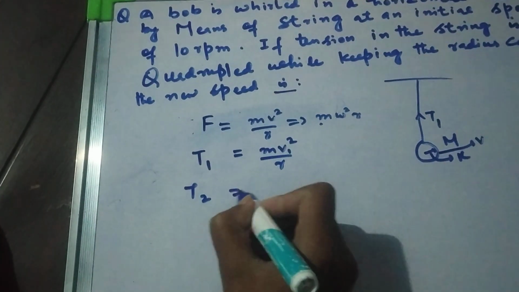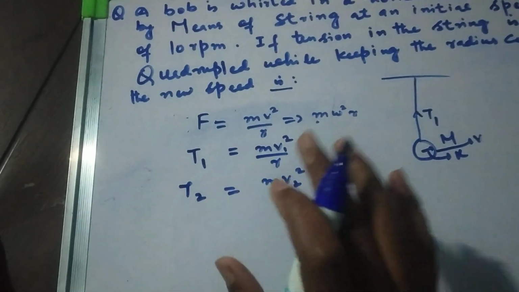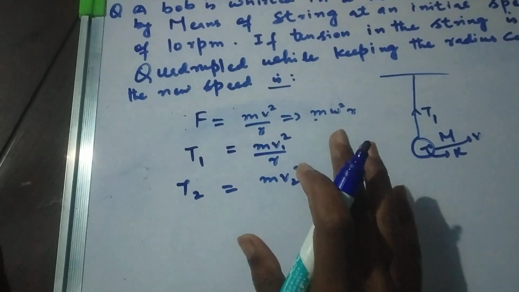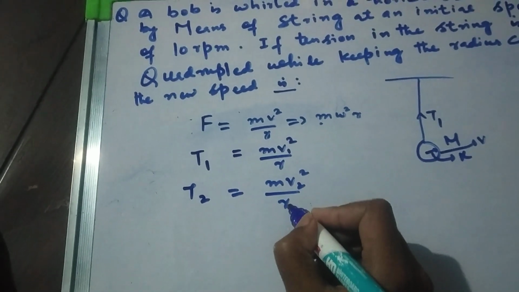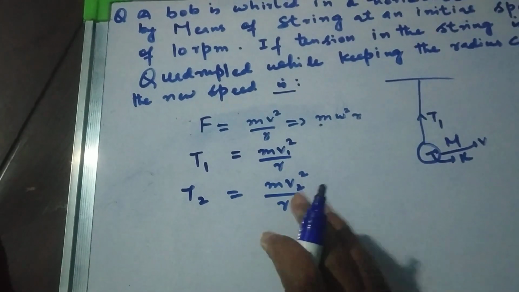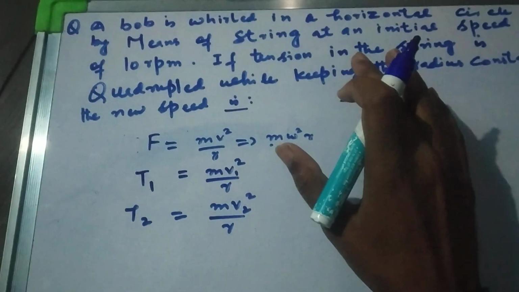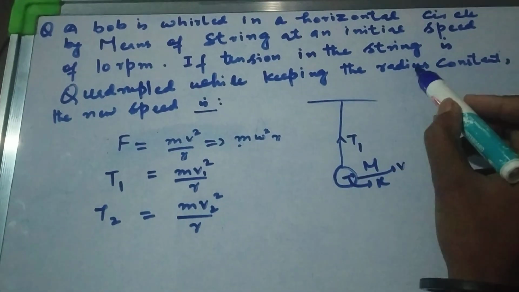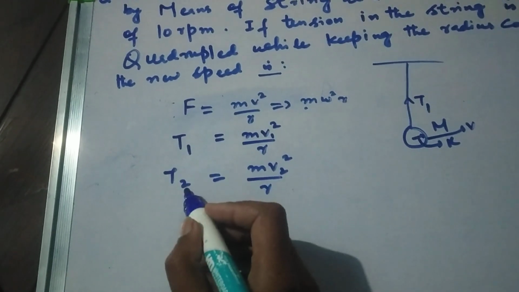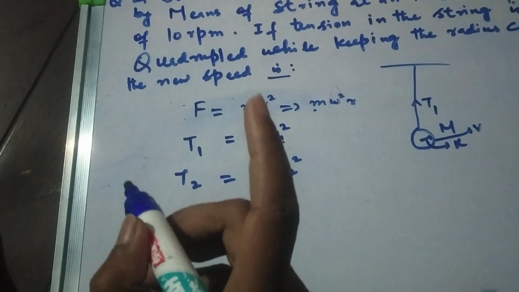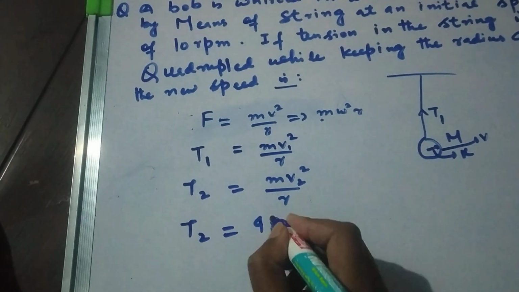T2 is equal to mv2 square upon r, because when the tension changes, the value of velocity also changes, keeping the mass and the radius constant. Here also mass and r are constant, because this is given in the question: keeping the radius constant. So the velocity changes when the tension changes. One more concept is also given in the question: T2 is equal to 4 times T1.